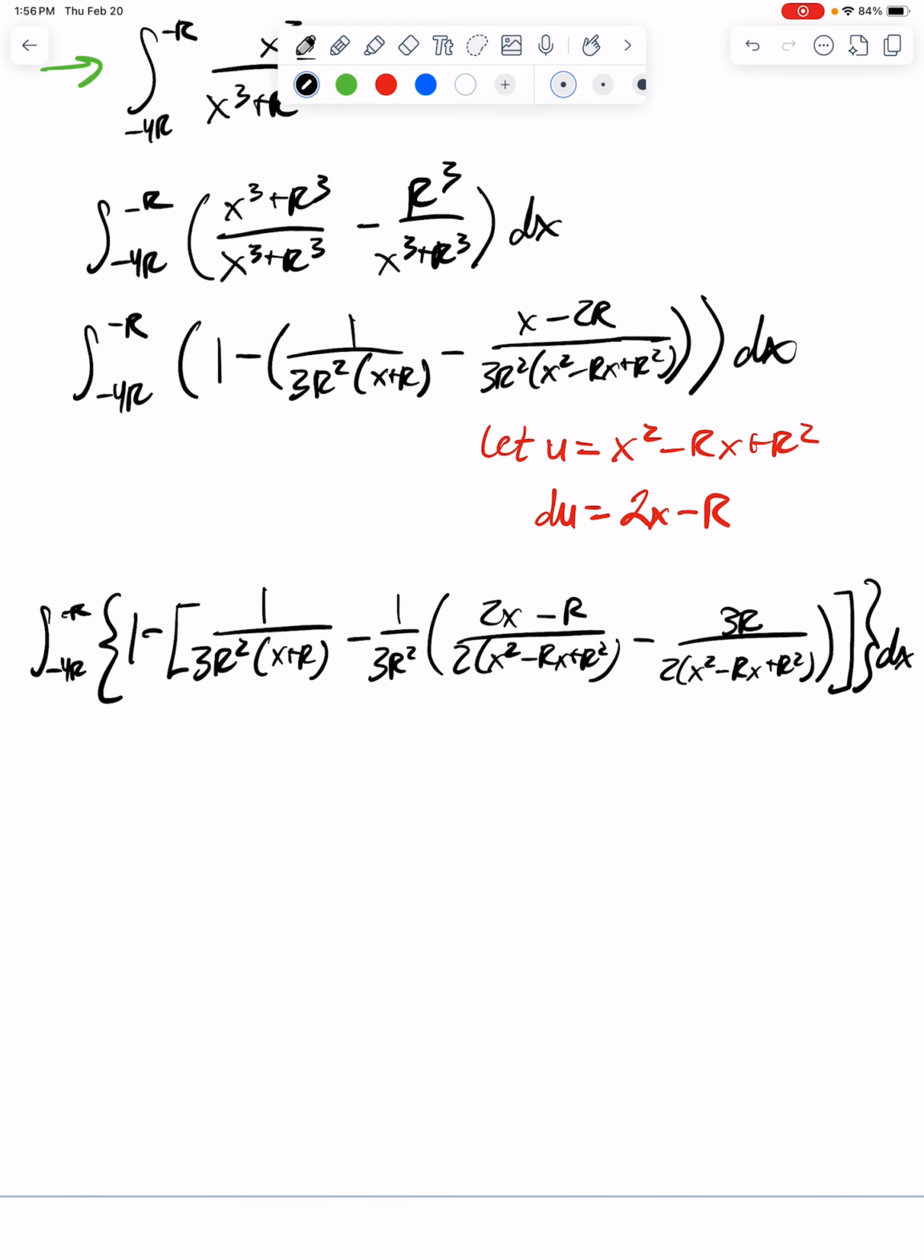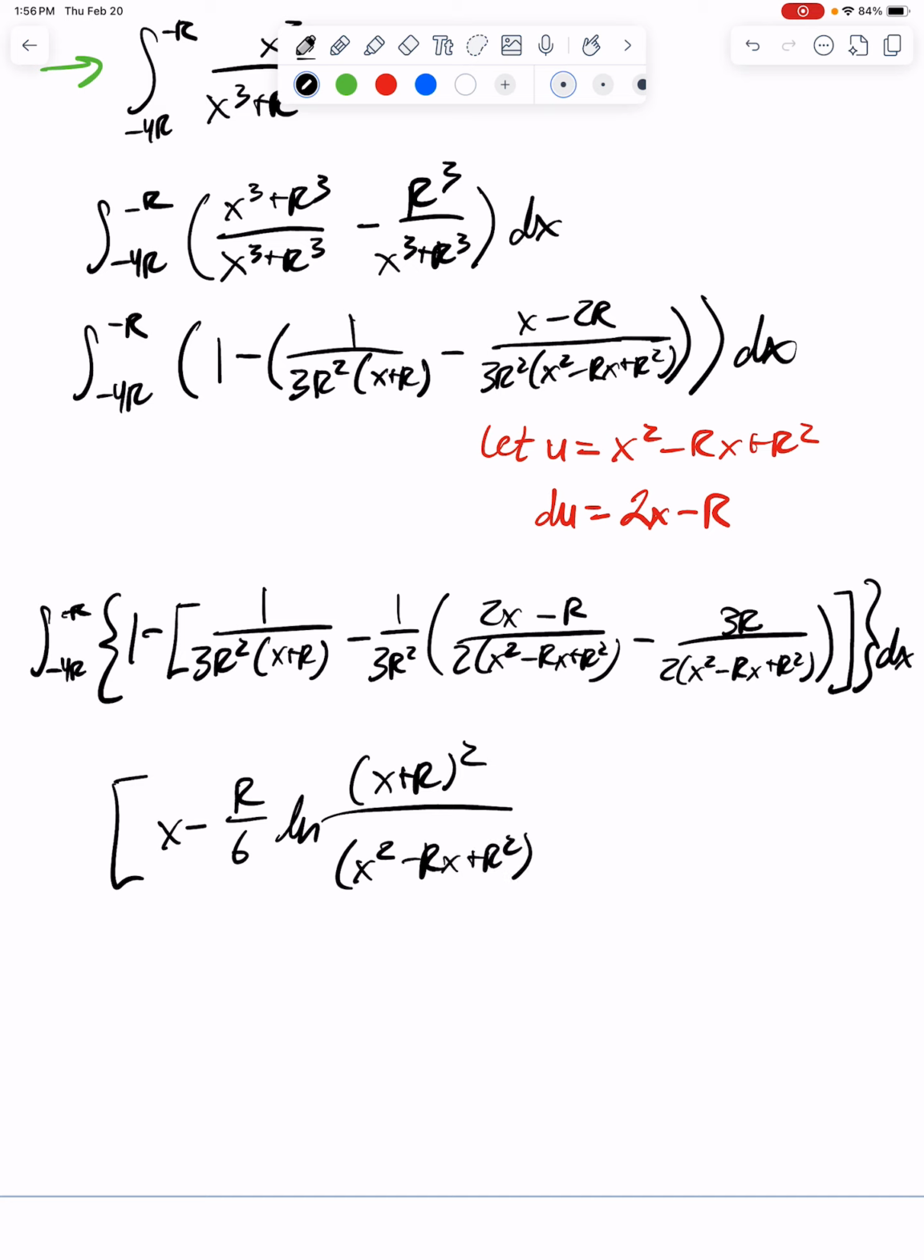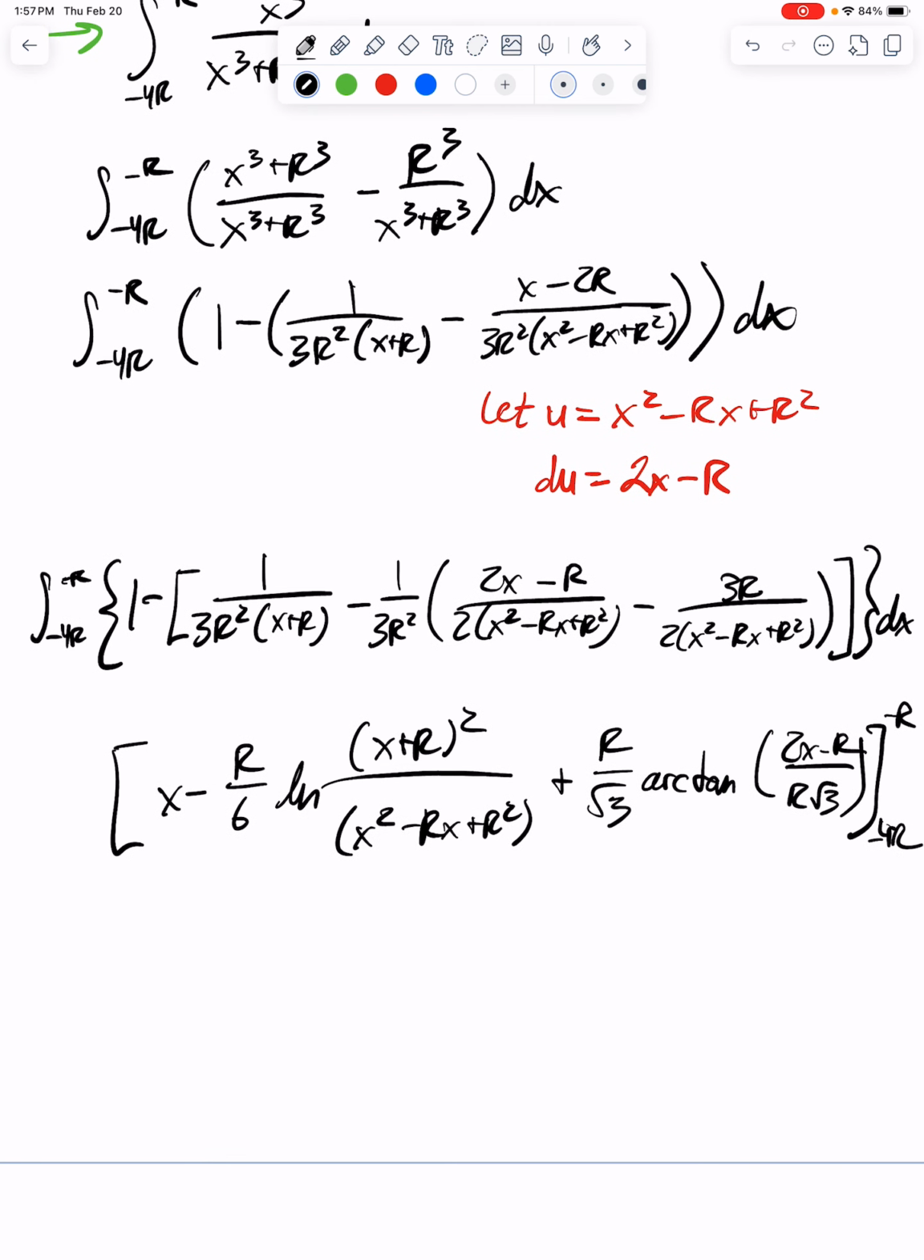So, evaluating each integral, you should get the following: x minus r over 6 ln x plus r squared divided by 2, x squared minus rx plus r squared, plus r over square root of 3 r tan of 2x minus r divided by r square root of 3, evaluated from negative 4r to negative r. That's what the right side of the integral comes out as. So yeah, it's pretty messy, it's pretty grueling, 100%. But here's the one thing to notice.